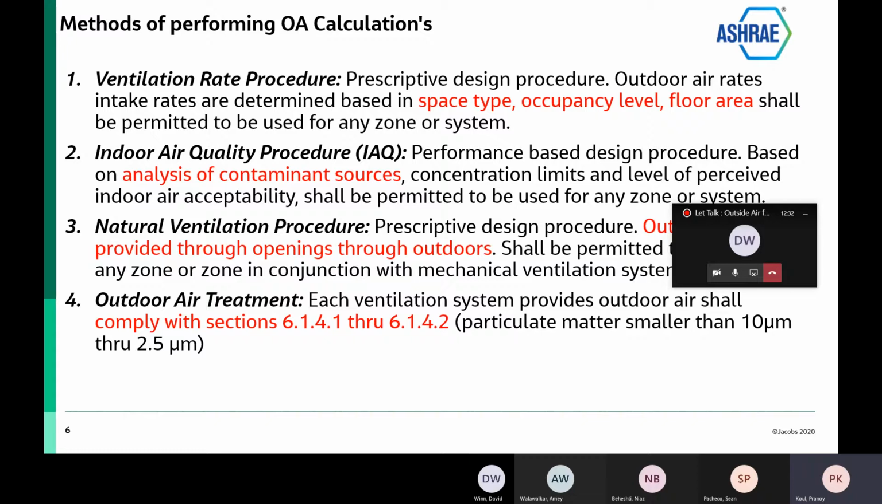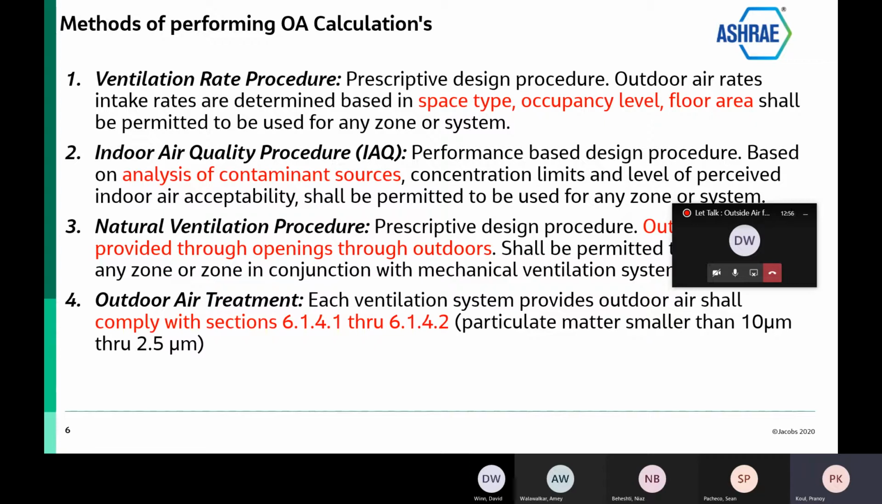Some of the parameters are not very difficult for us to calculate and provide to that calculation: what is your space type, what the occupancy level is, and what the zone floor area is. So you are not trying to do a lot of research to fulfill these parameters in order to get your outdoor air rate.